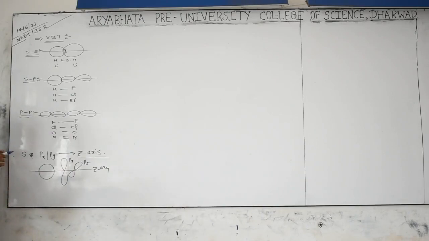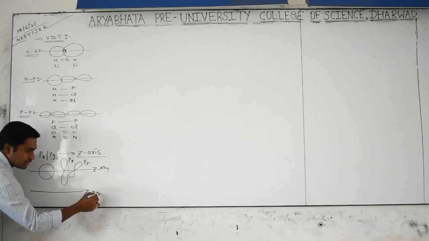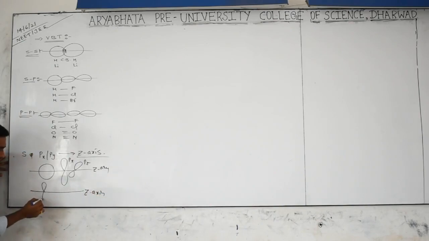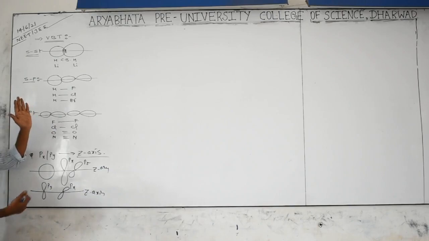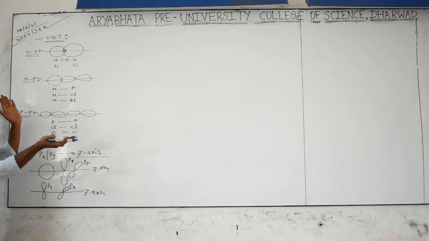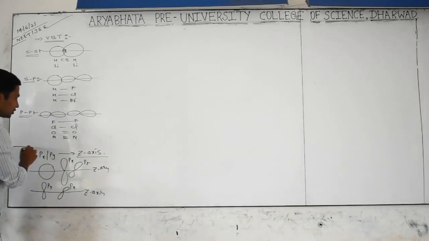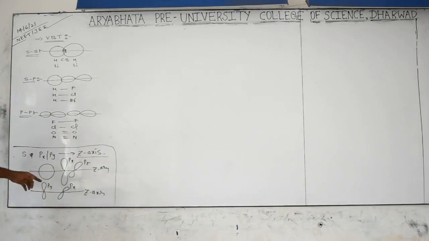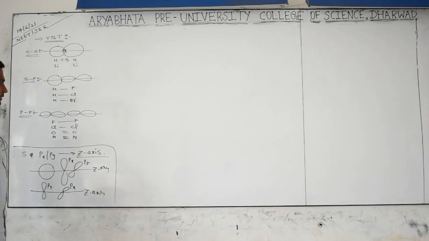One more thing: suppose two species come along the z-axis, but one atom has a Py orbital and the other atom has a Px orbital. Is there any chance for overlapping? No. One is on Py, another is on Px, but approaching along the internuclear axis, there is no chance for overlapping. Such overlappings are not possible. These two cases must be written: Px and Py approaching together along the z-axis.